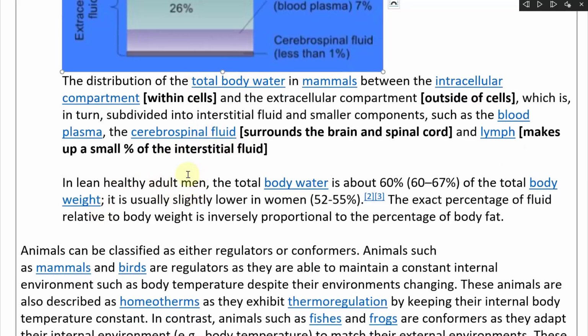So in lean, healthy adult men, the total body water is 60 to 67% of the total body weight. It is usually slightly lower in women, 52 to 55% body water.